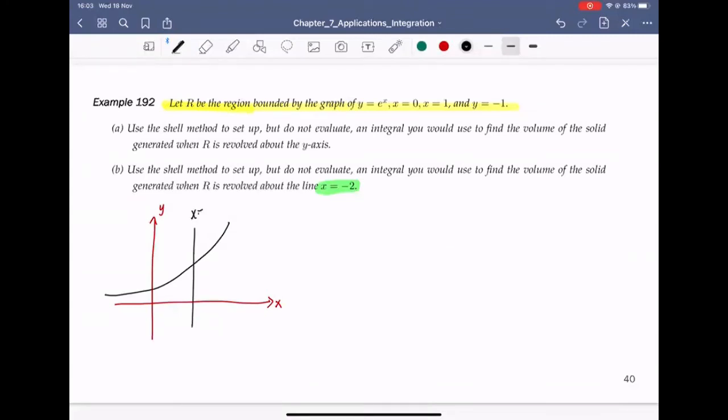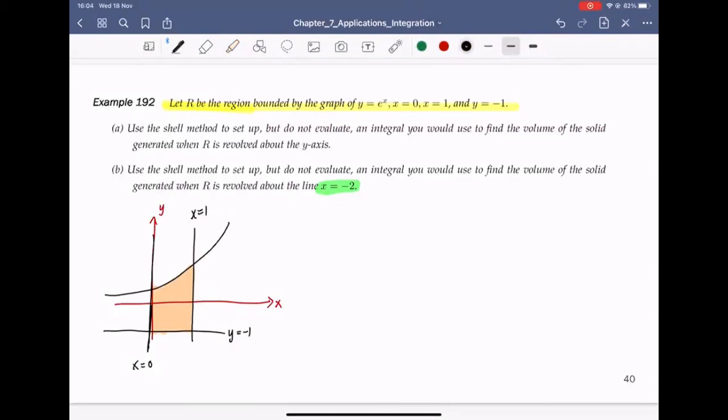x equals 0 is the y-axis, right? And then y equals -1. And then x equals 0. All right, so we have here. The region looks pretty easy to me.